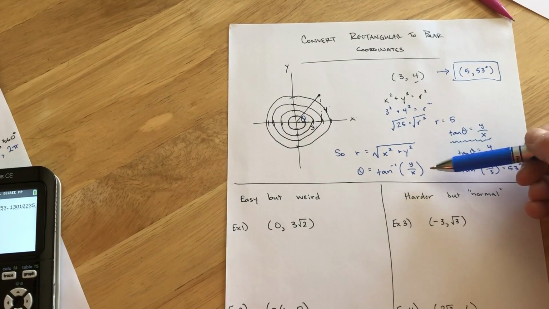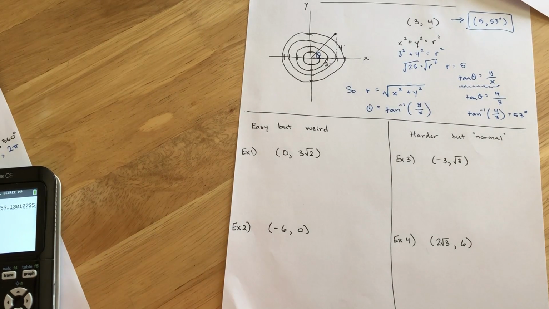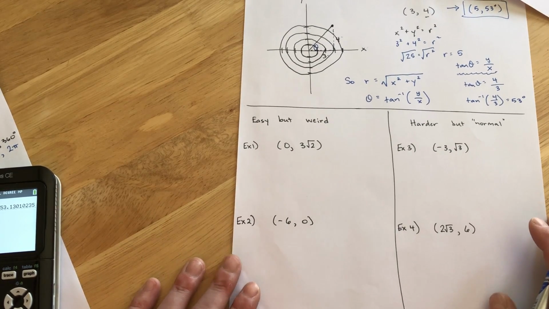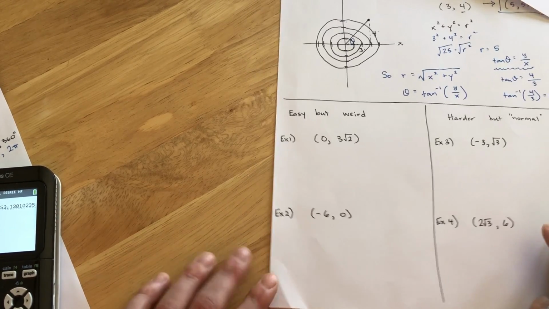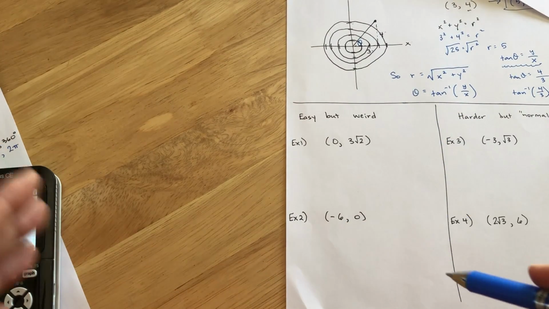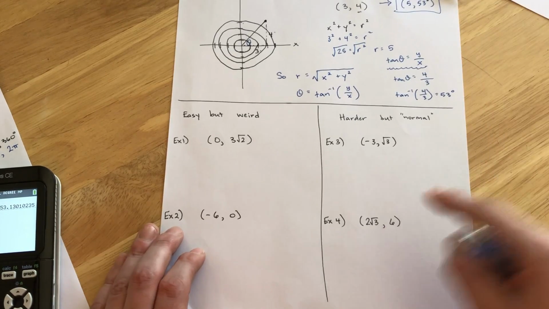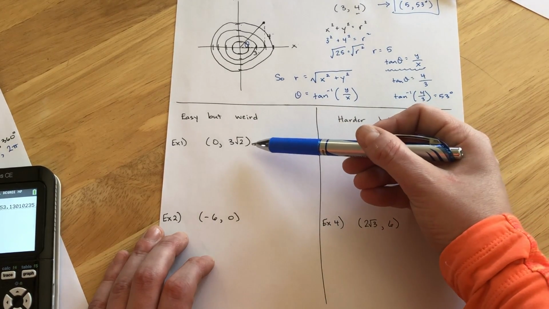So those are the 2 formulas that we're using. When you hit the Delta Math practice problems, there are some maybe different looks to it, different things that they will expect. So I've got them split up into 2 categories, the easy but weird ones and the slightly harder but more normal problems. So we'll take a look here at the easy but weird.